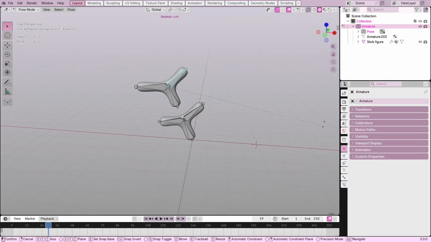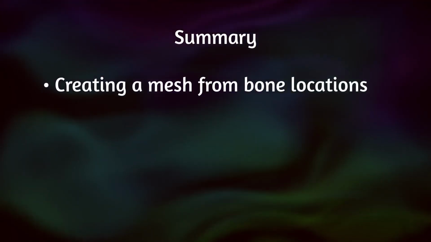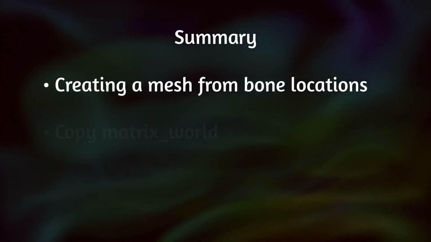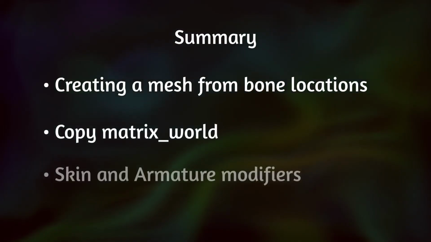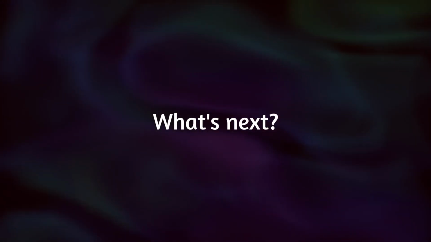So in this module, we saw how we can create a mesh with vertices and edges that matches an armature, copy the world matrix to orient it, and add modifiers to skin and deform the mesh. The last video in this module is a short one and contains some quick tips that go a bit beyond what we have seen so far, but may help you in your journey of mastering add-on development.